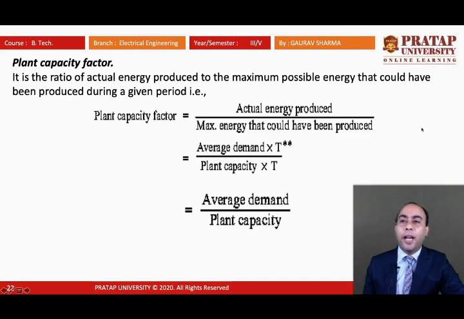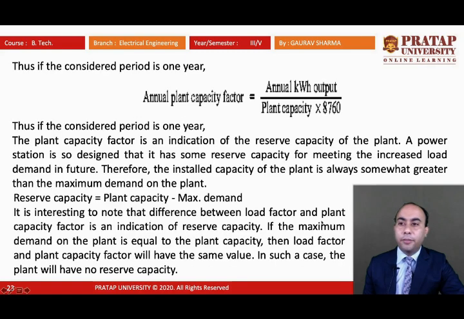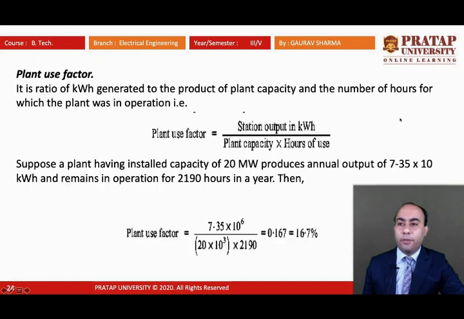Next is our plant capacity factor. Plant capacity factor is equal to actual energy produced divided by the maximum energy that could have been produced. Or we can also get it as the average demand divided by plant capacity. Now last, we can also calculate the annual plant capacity factor, which is annual kilowatt-hour output divided by plant capacity into 8760. 8760 is the total hours in a year.